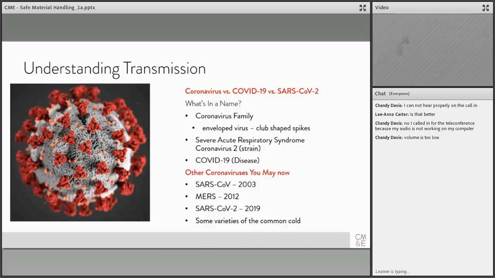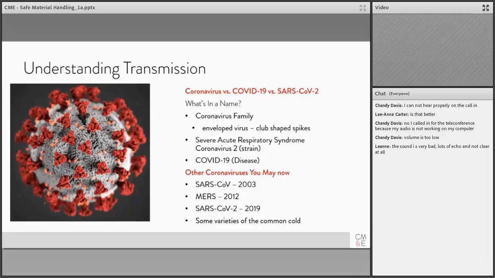We're going to talk about three phases. We're going to talk about understanding the transmission. We're going to talk about the disinfection procedures that are necessary, and then we'll talk about what to do on the dock. And we start with understanding the transmission, because if you don't understand what you're dealing with, it's going to be tough to come up with procedures that will prevent the transmission.